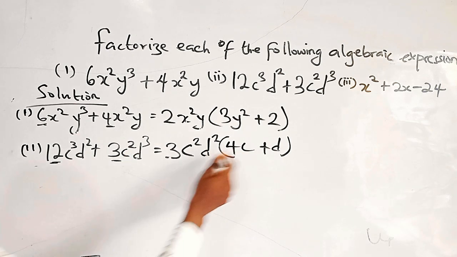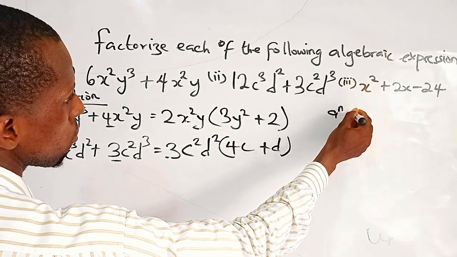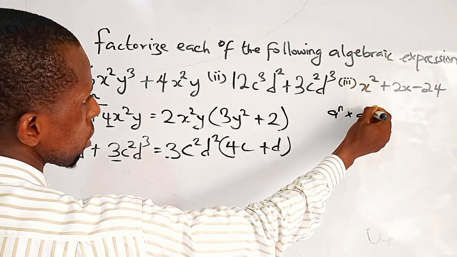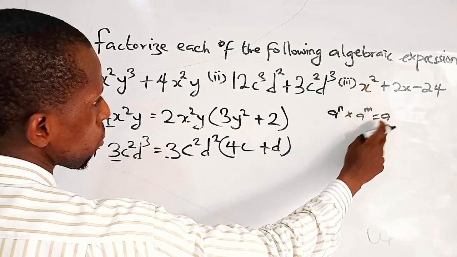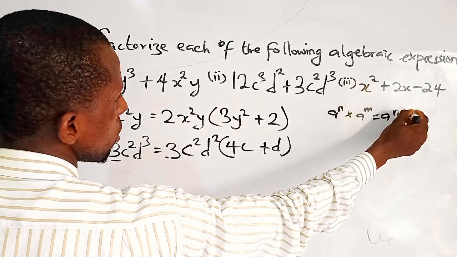Do not forget one of the laws of indices: when you have the same base and different indices, you take one of the bases and add up the indices.